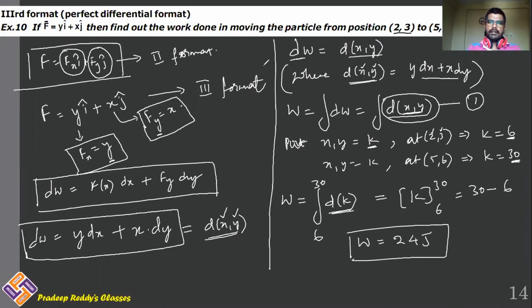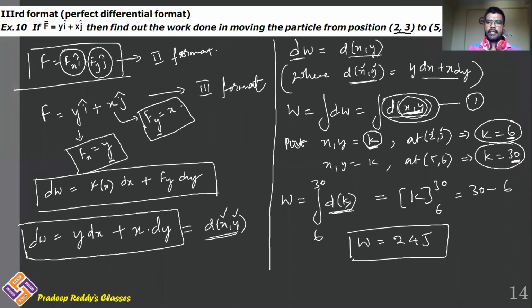Okay. So whenever you are getting a force which is in the perfect differential format, in such cases you will consider that function as some constant k, and in that function substitute the values of x comma y, the initial position and final position coordinates, so that you will be getting the initial and final values for k. And you are imagining already that d of x comma y is k. So instead of x comma y, I'll substitute k here.